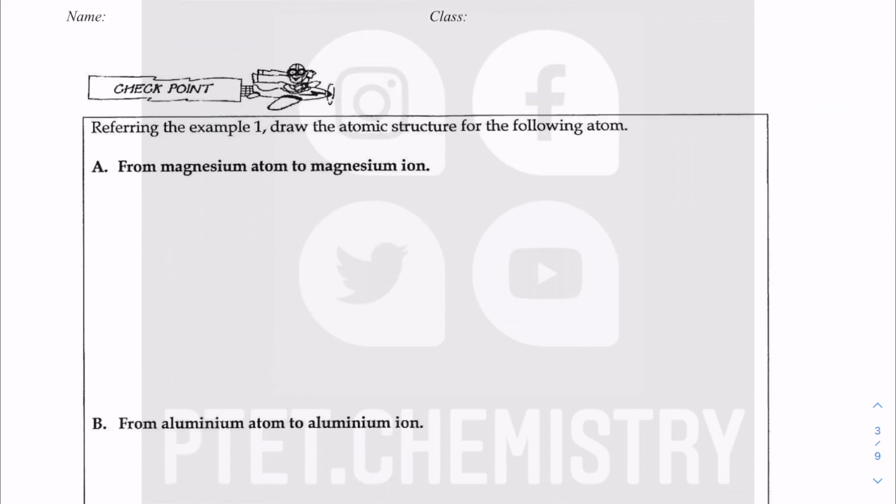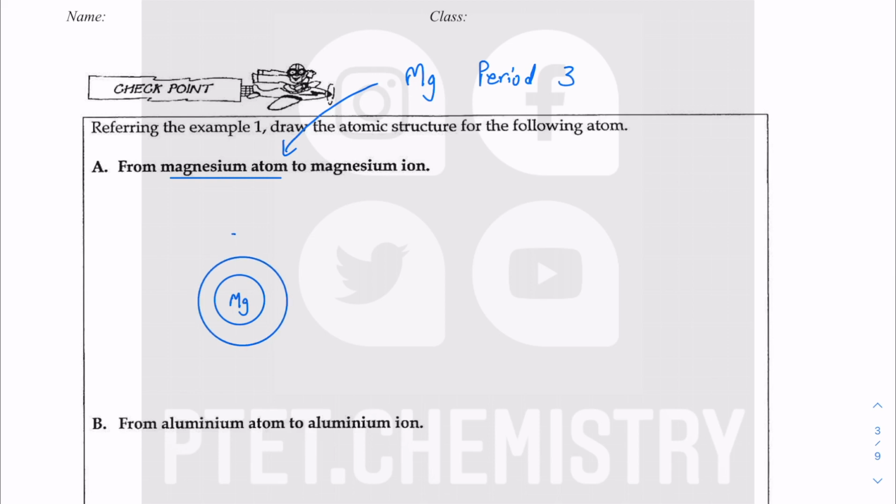So based on what we have said, magnesium atom. The symbol is Mg. It's from period 3, the third row in the periodic table, and that will mean there will be 3 electron shells being occupied. So you could draw the first shell, put in Mg, then a second shell, and a third shell as well, because that's what period 3 means.